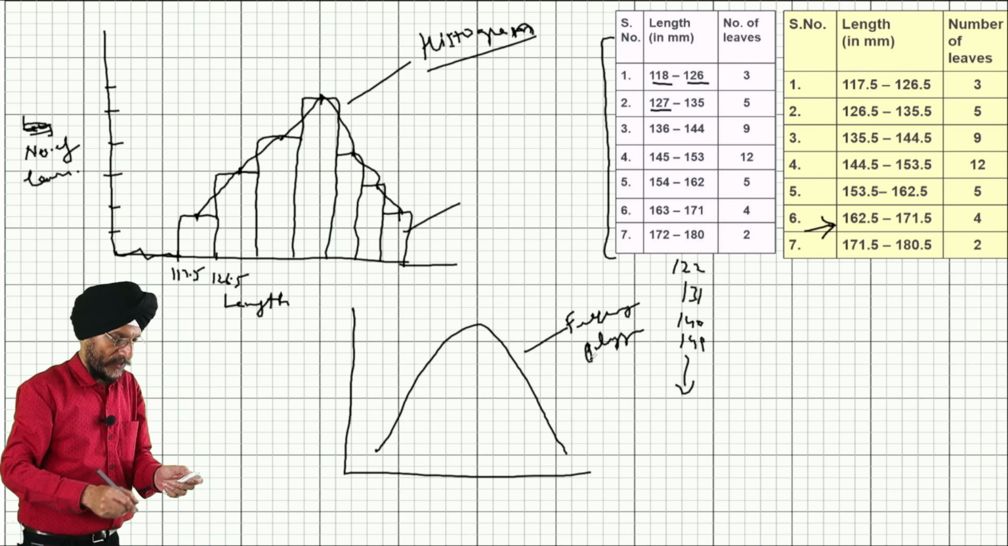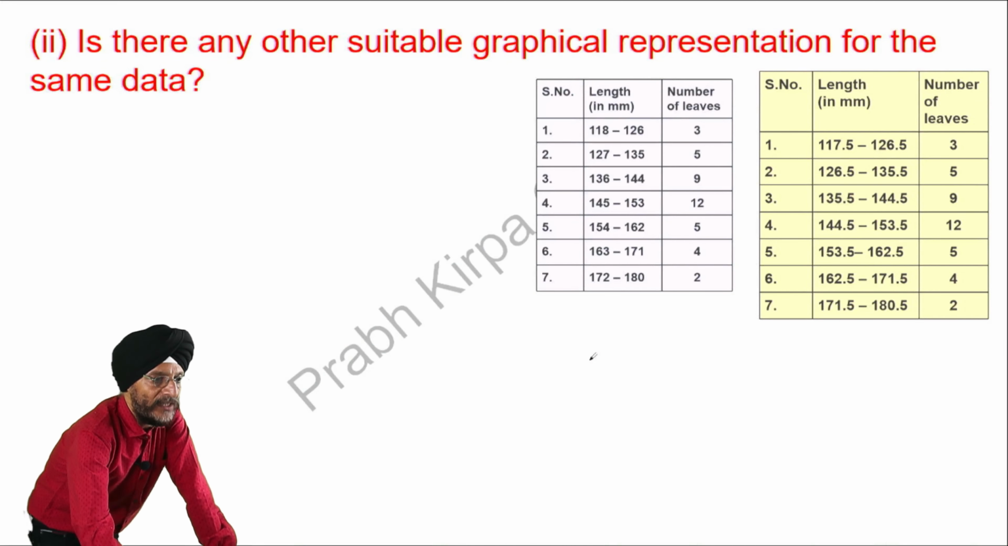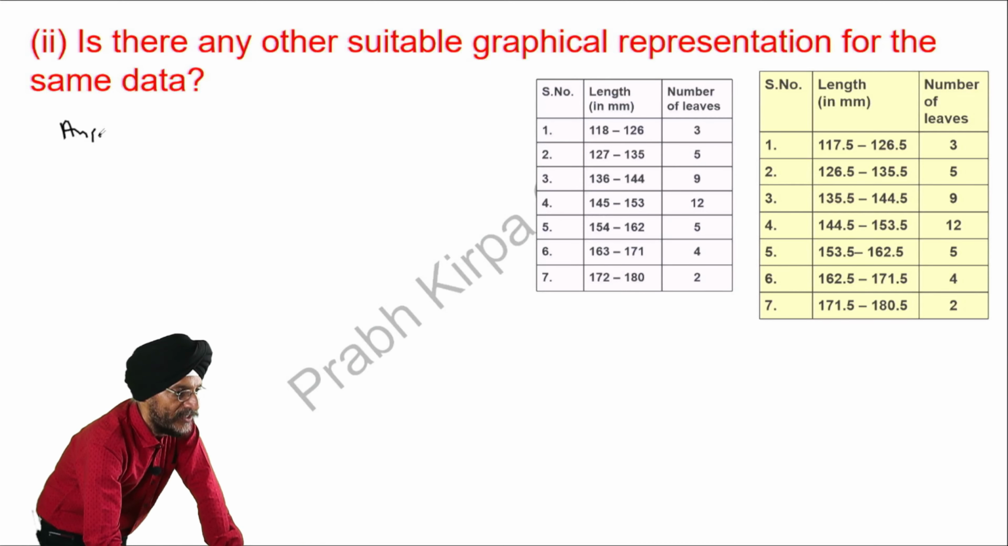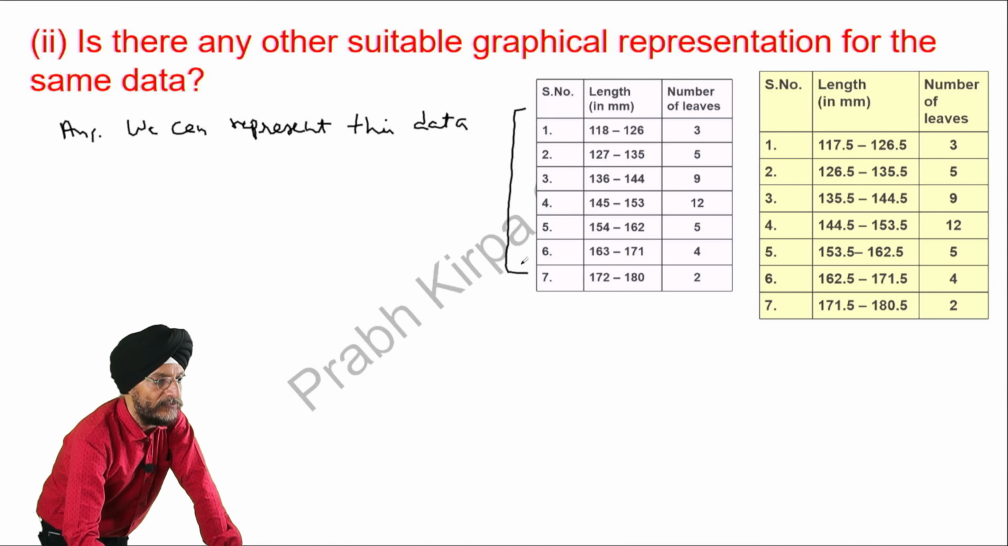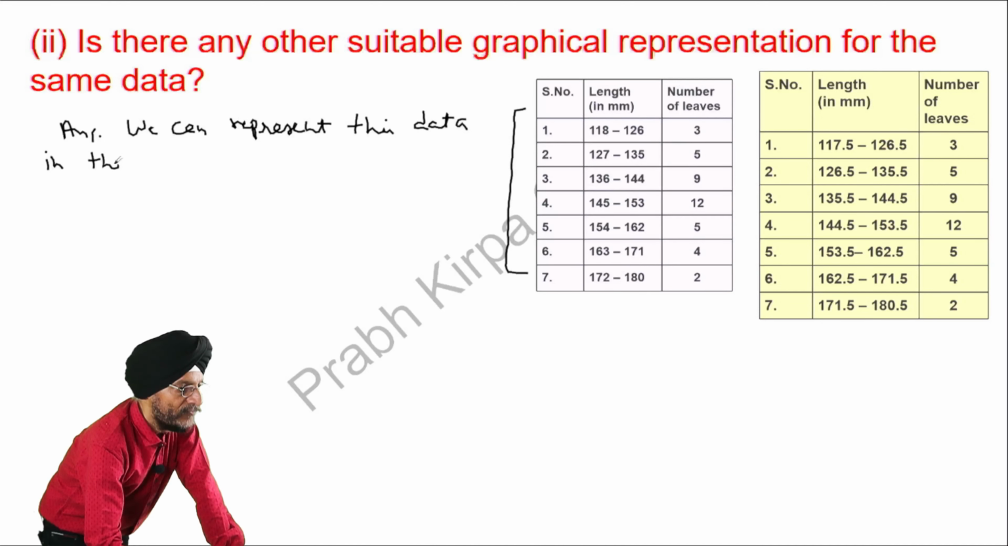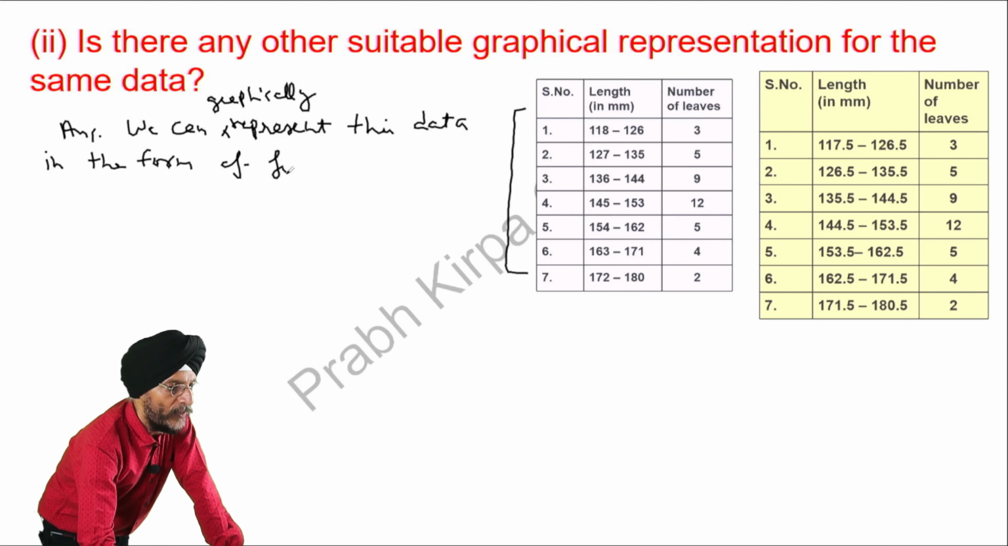Now we will give the answer. Is there any suitable graphical representation for this data? The answer is, we can represent this data, the data given in the question, graphically, because there is the term graphically, we can graphically represent this data in the form of a frequency polygon.